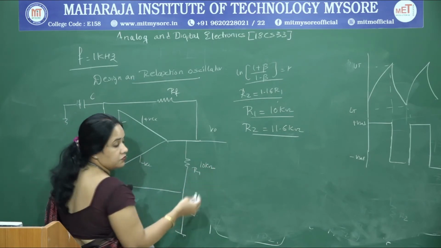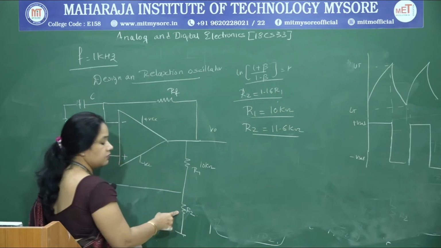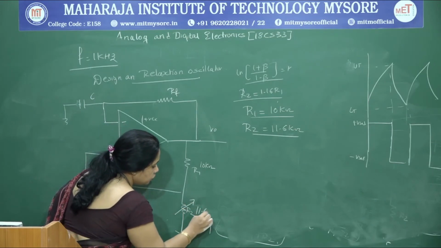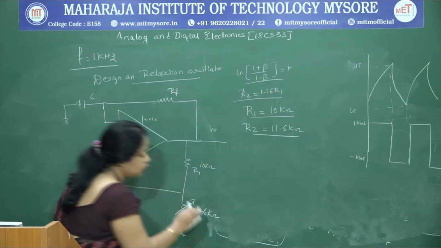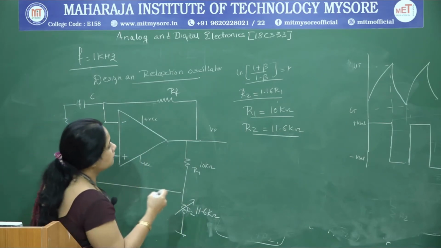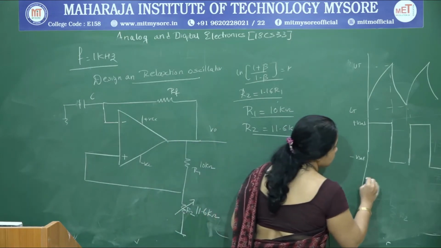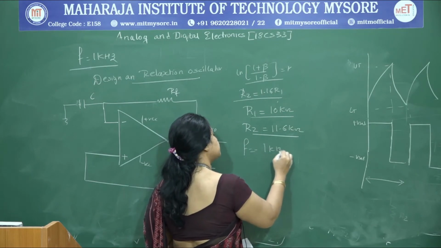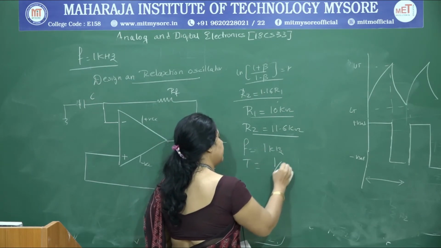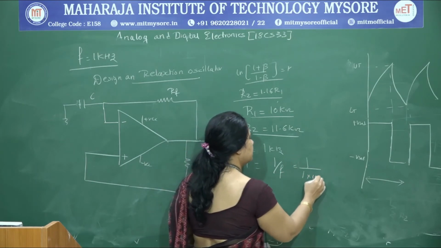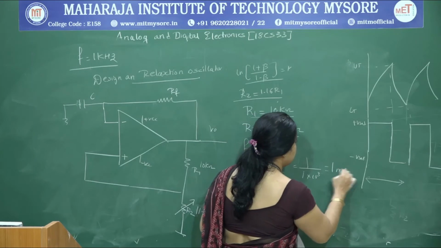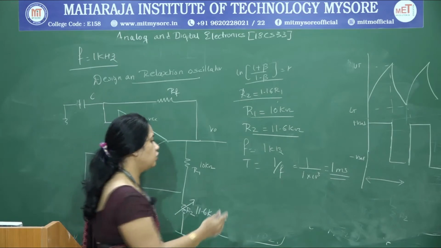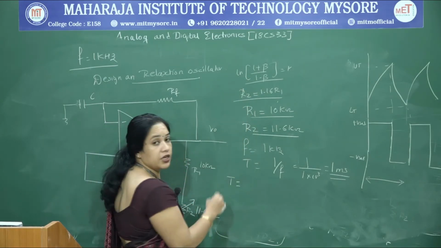R1 is 10 kilo ohm, which is available as a standard resistor, but because R2 is 11.6 kilo ohm and we do not get it as a standard value, I will choose to use a potentiometer and set it to 11.6 kilo ohms. Now, I need to determine the frequency. Frequency should be 1 kilohertz, which implies the time period is 1 by f, that is 1 by 1 into 10 power 3, that is 1 millisecond.